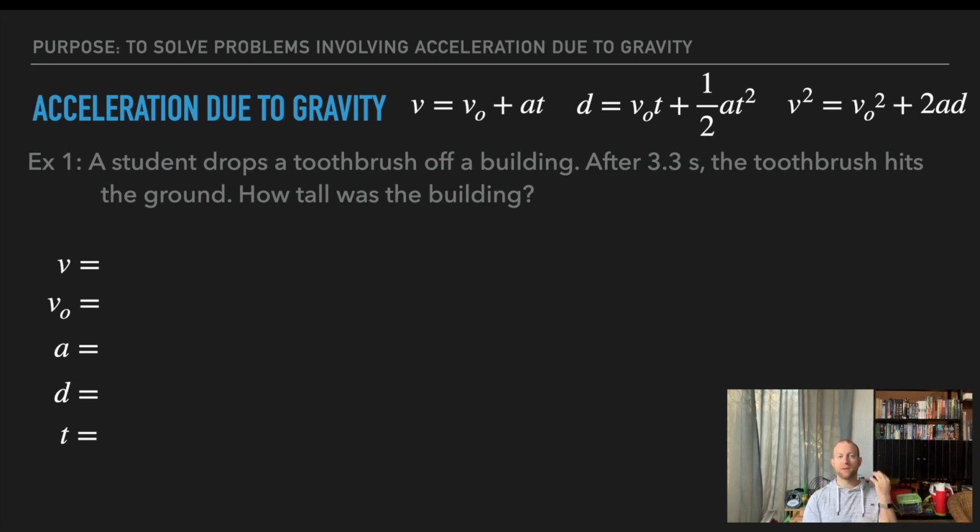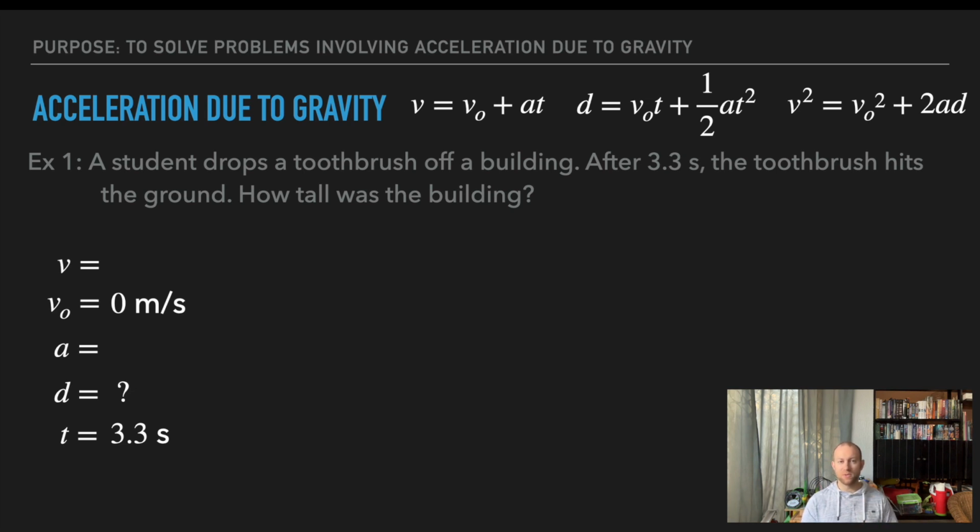So for example, in this one, we've got a student dropping a toothbrush off a building. After 3.3 seconds, the toothbrush hits the ground. We want to know how tall is the building. So in this question, we're told that the student drops it, so the initial velocity is 0. You're given time, 3.3 seconds, and it asks how tall is the building. So what's the distance? Now this looks like we don't have enough information. We've only got 3 out of the 5.